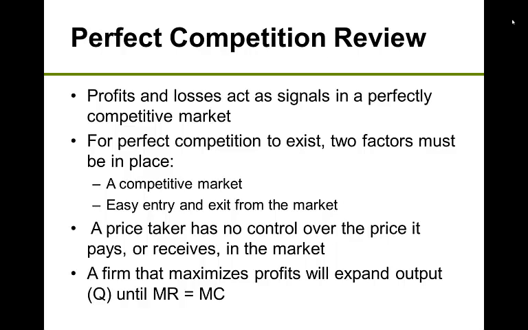For perfect competition to exist, we must have a competitive marketplace. We have to have many buyers and many sellers, and they must be selling basically the same good. And there must be easy entry and exit from the market. And that allows prices to act as signals for sellers to either enter the market or to leave the market in the long run. Because there are so many sellers, we consider that each seller is a price taker.